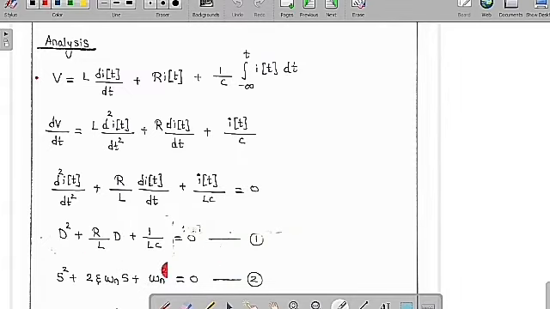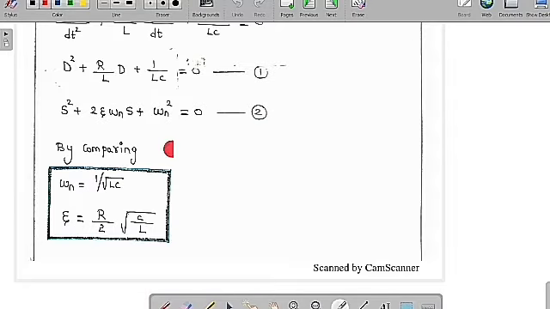So this is in the standard form of the second order, which is s square plus 2 zeta omega n s plus omega n square is equal to 0, where zeta we are going to call the damping ratio and omega n is called the natural frequency. So now by comparing these two equations, we are going to get omega n is equal to 1 by under root LC, whereas zeta is equal to R by 2 into under root C by L.